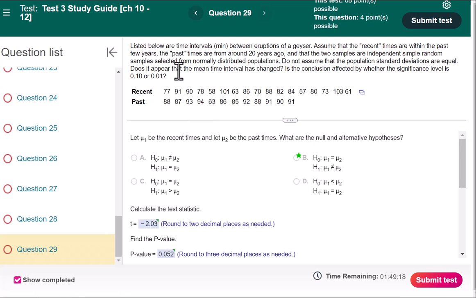Same question here. Listed below are the time intervals between eruptions of a geyser. Assume that the recent times are within the past few years and the past times are from around 20 years ago, and that the two samples are independent. Independent means two-sample t-test, selected from normally distributed populations. Don't assume that the population standard deviations are equal. That means pooled is no if you use your calculator. Does it appear that the mean time interval has changed? Has changed, guys. It's not positive, it's not negative, not increase, not decrease. So you do different from. That's what changed means. So we need to test that mu1 equals mu2 versus mu1 not equal to mu2.